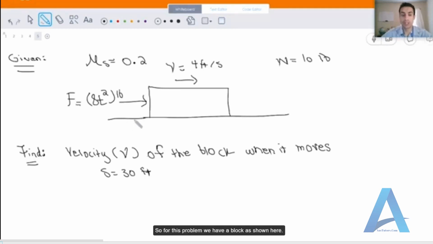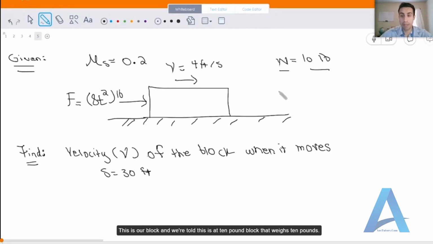today we're going to solve this mechanical engineering problem. So for this problem we have a block as shown here. This is our block and we're told this is a 10-pound block. The weight is 10 pounds and it has a speed of 4 feet per second, and the force applied is given by this function 8t squared in pounds. So this is the force applied, and it's applied to the right.